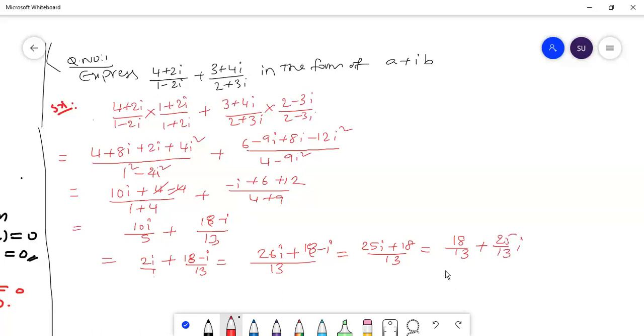That means finally we have expressed this whole thing in the form of a plus ib. So this is the answer. I hope everyone understood this sum.